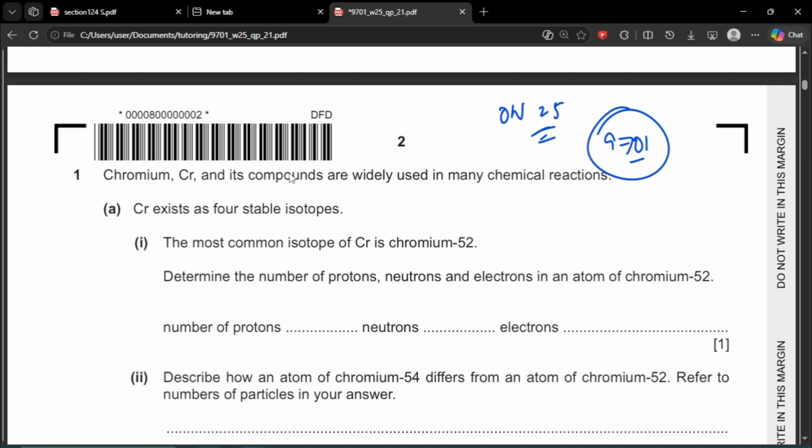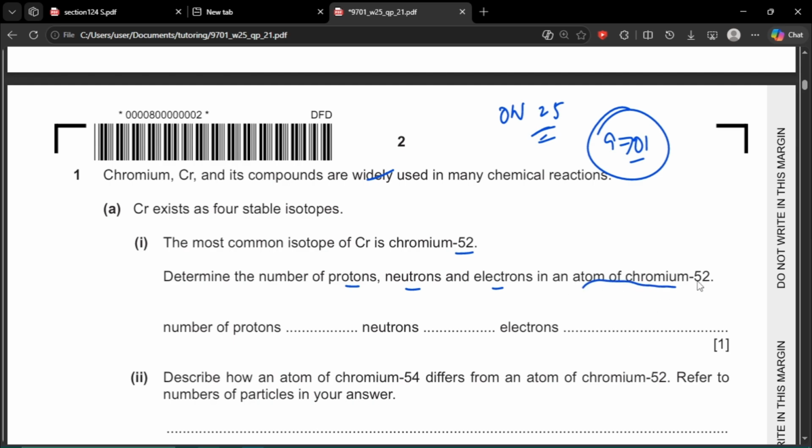Anyways, let's start. Chromium and its compounds are widely used in many chemical reactions. Chromium exists as 4 stable isotopes. The most common isotope is chromium 52. Determine the number of neutrons, electrons, and protons in an atom of chromium 52.